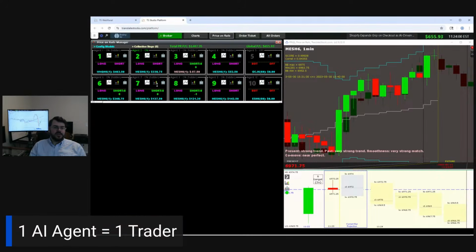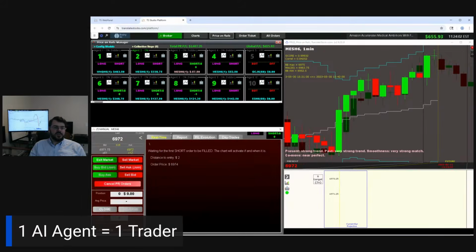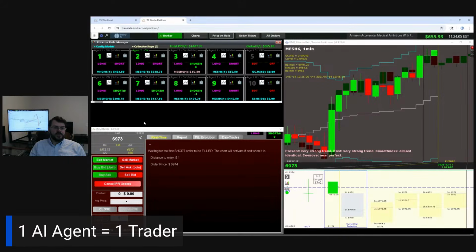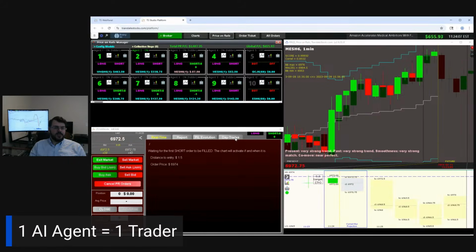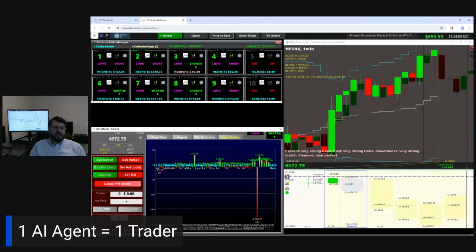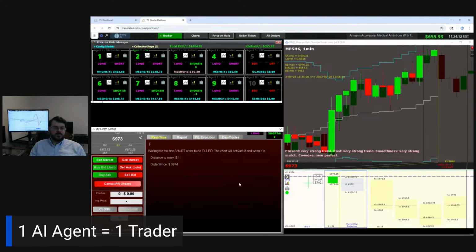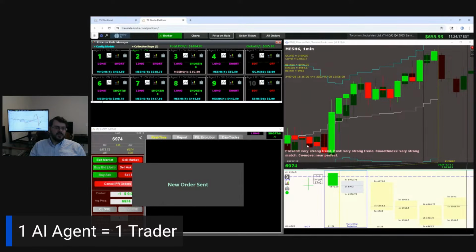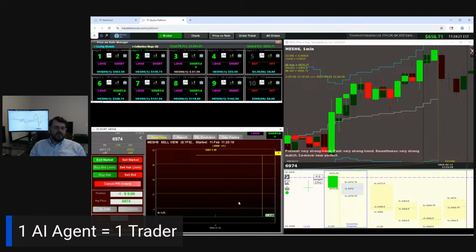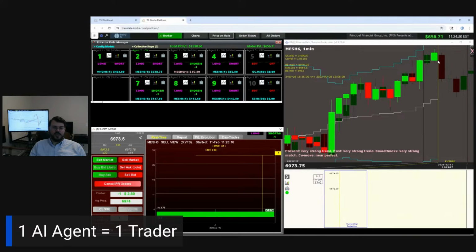So I'll close agent number 2 here, and I open the order ticket for agent number 7. Agent number 7 has this trade today. It has an order placed on 6974. We are at 6973. So if it hits 74 right now, the order is filled and the exit order is placed for all these agents here. So they are trading as well. And agent number 2 is not trading here yet.